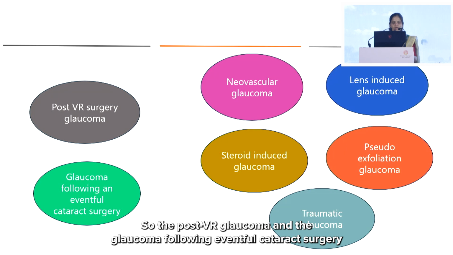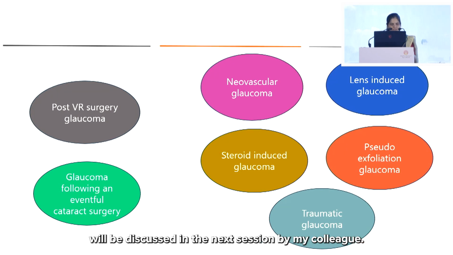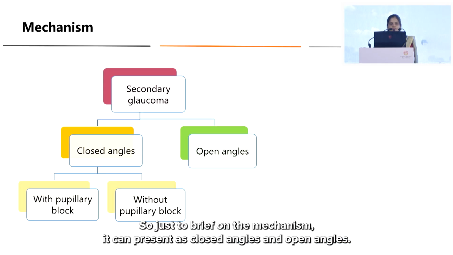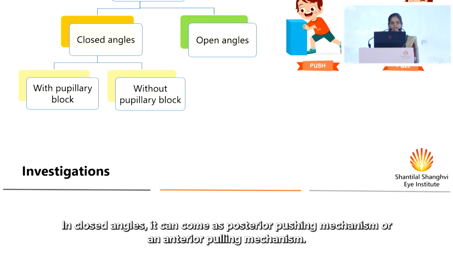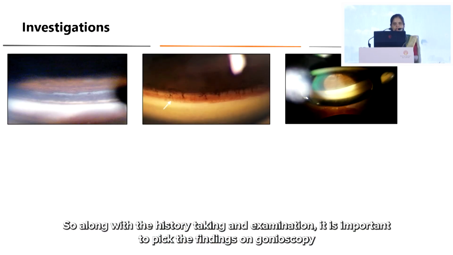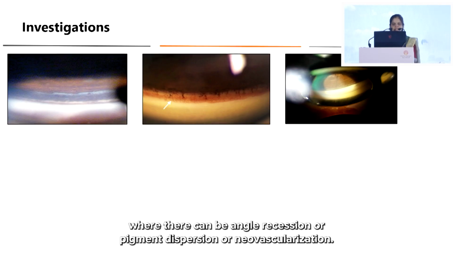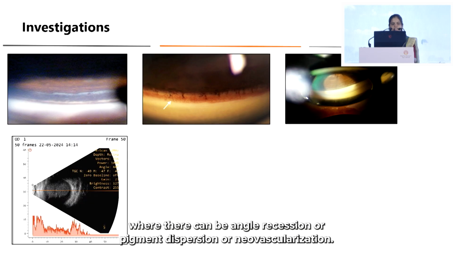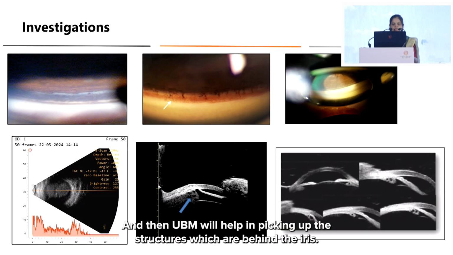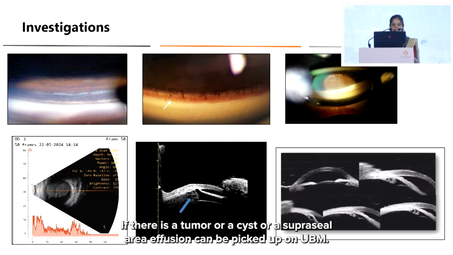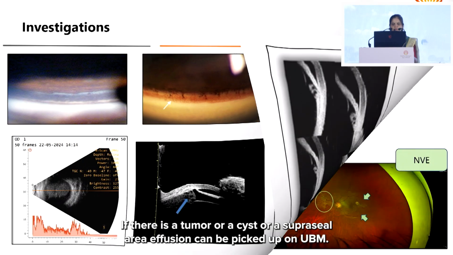The post-VR glaucoma and the glaucoma following eventful cataract surgery will be discussed in the next session by my colleague. Just to brief on the mechanism, it can present as closed angles and open angles. In closed angles, it can come as a posterior pushing mechanism or an anterior pulling mechanism. Along with history taking and examination, it is important to pick up the findings on gonioscopy, where there can be angle recession, pigment dispersion or neovascularization. B-scan helps in picking up findings whenever the media is hazy, and UBM helps in picking up the structures behind the iris. A tumor, a cyst or a supraciliary effusion can be picked up on UBM.